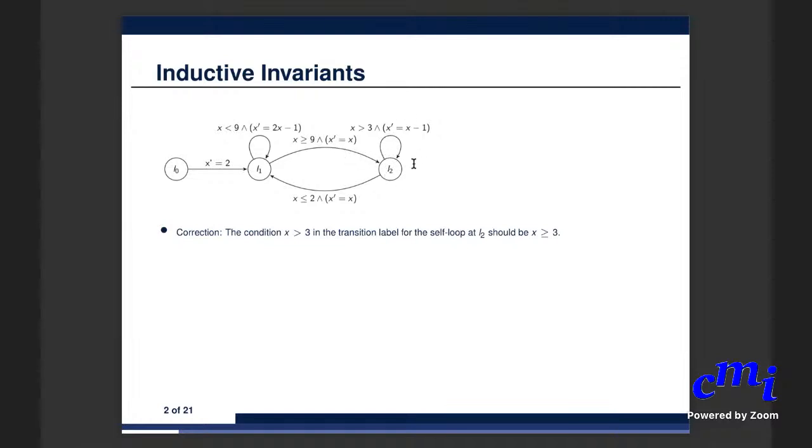And in L2, you decrement the value of x as long as it is greater than or equal to 3. There is a typo here. It should be x greater than or equal to 3. As long as x is greater than or equal to 3, you keep decrementing x in a self loop at L2. And when x becomes 2, you jump back to location L1. So is that clear? Okay, I hope that is simple enough.